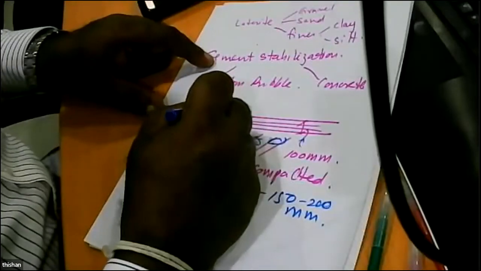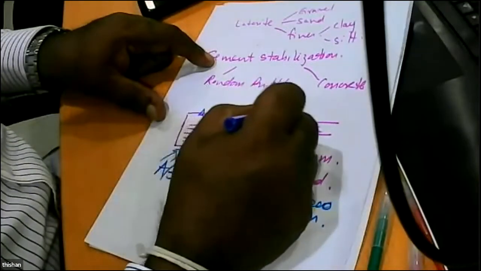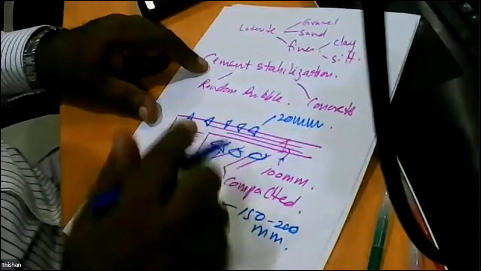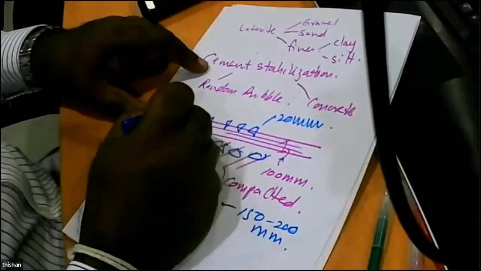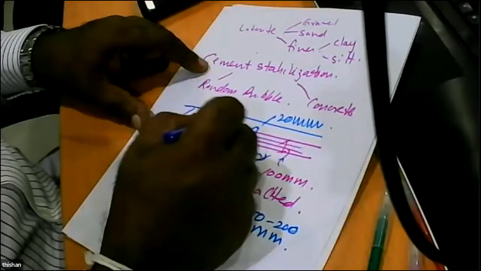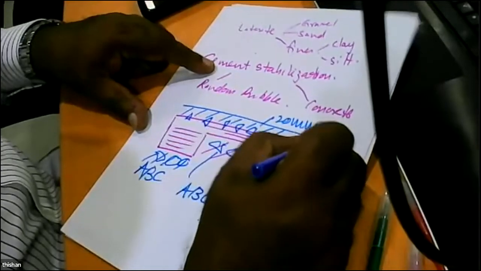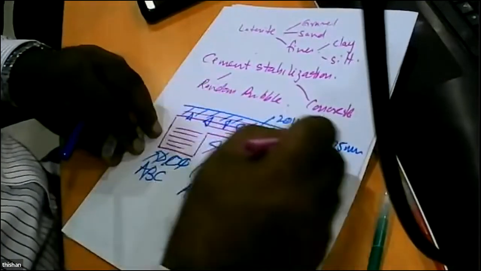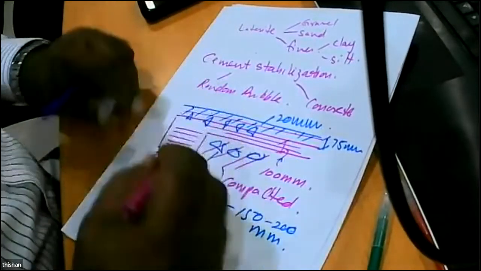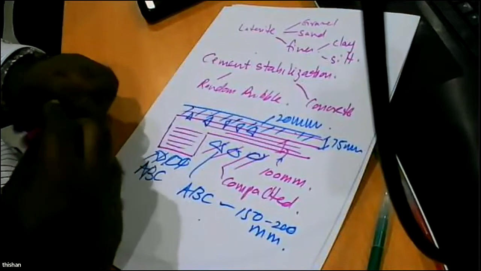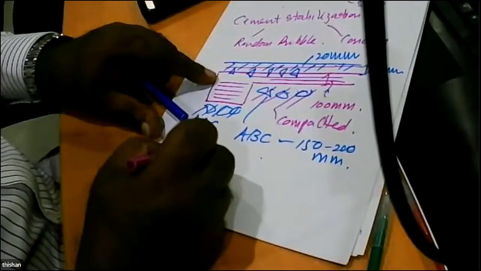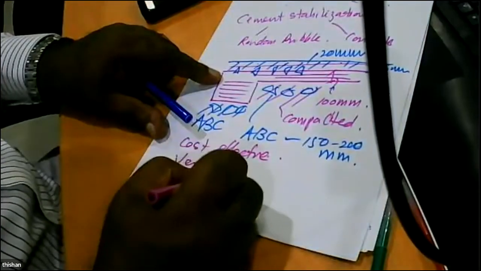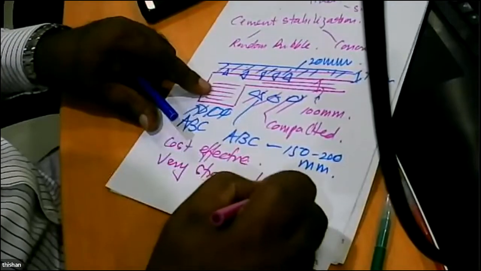Then what you do is you embed 20 millimeter aggregates onto this semi-stabilized earth. And then you can have a thin concrete, something like 75 millimeter thick concrete. You can add some 6 millimeter bars here just to provide some continuity. And you can get a super strong foundation, very cost effective but very strong, for lightweight structures.